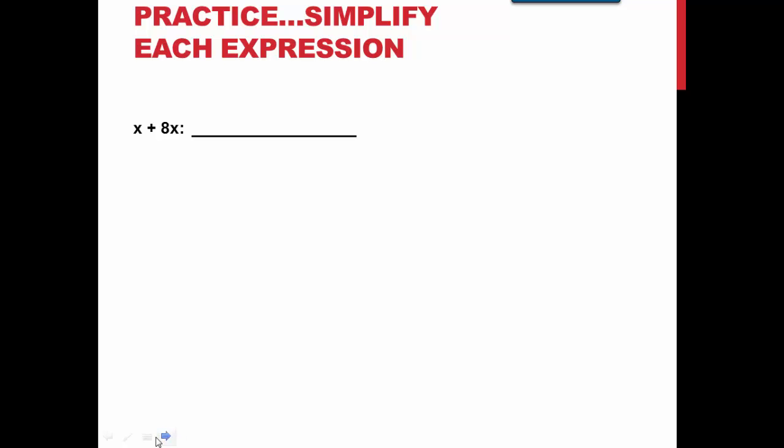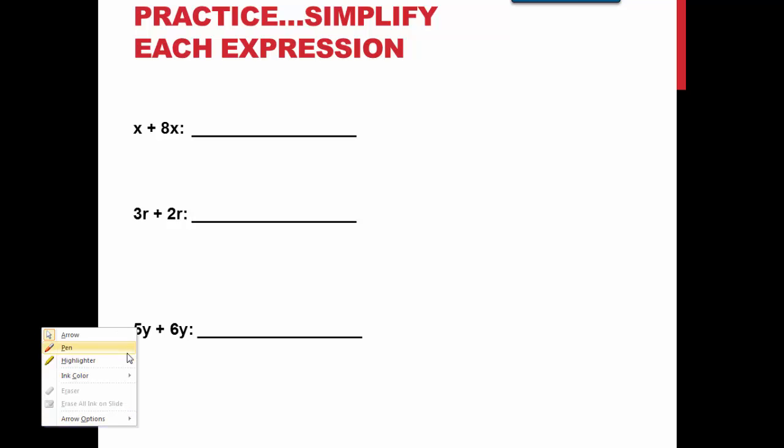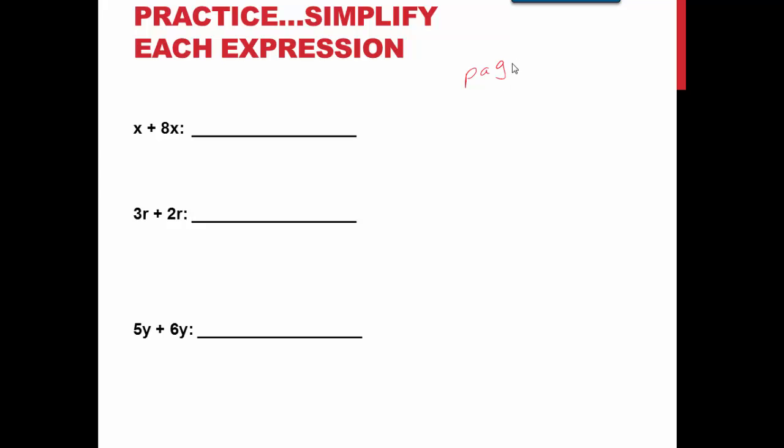Now it's your turn. Simplify the expressions and then check with the substitute on page 233. They're only going to tell you if your answers are right or wrong, so I also want you to draw the bar model to prove your answers.